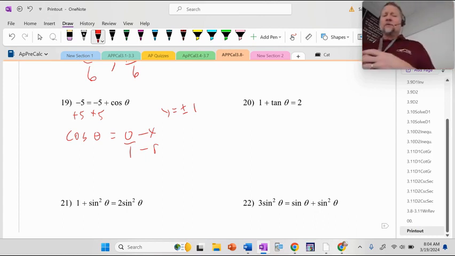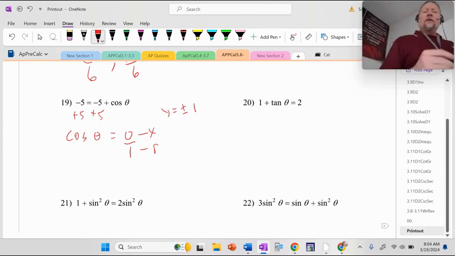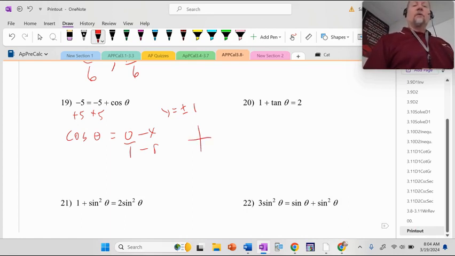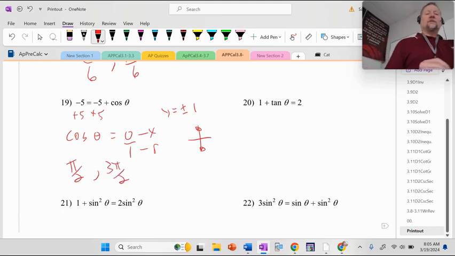All right. So where do you get 0, 1? Where's that at on the unit circle? Where's 0, 1? Up here. Then where's 0, -1? 3 pi over 2. So this is the pi over 2, 3 pi over 2. Much different answers because it's a different thing going on. All right.